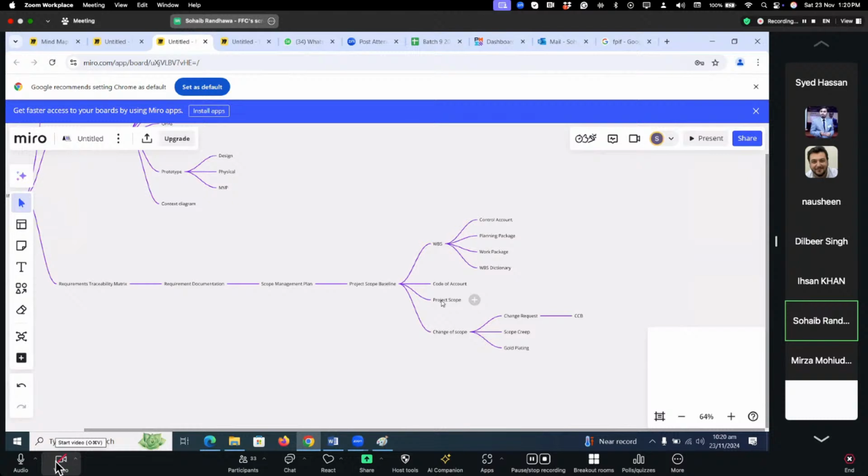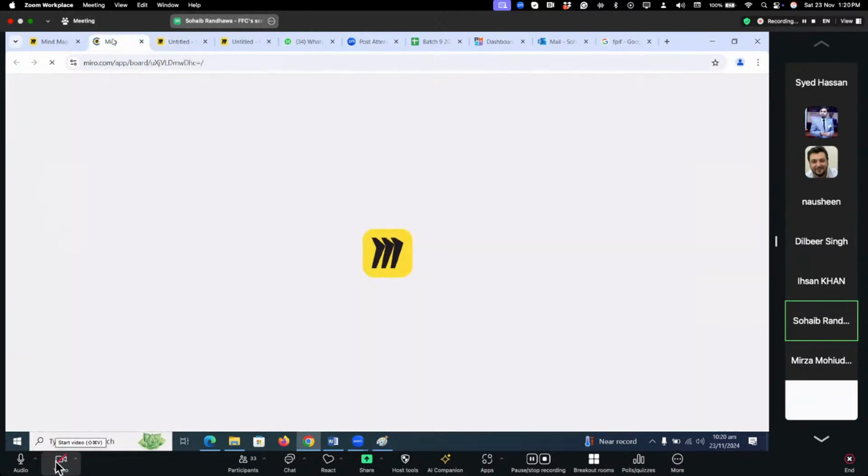Then we have the project scope, which is actually a subset of the product lifecycle. And then we studied how, if we have to change the project scope, we will go to a change request, and then the change control board. We had scope creep, and we had gold plating, which were supposed to be avoided. So that was all from our side.